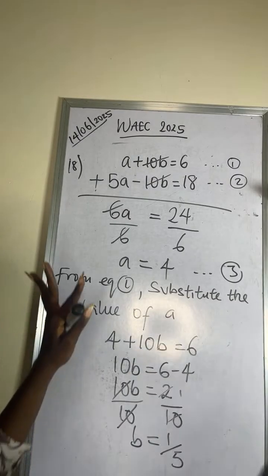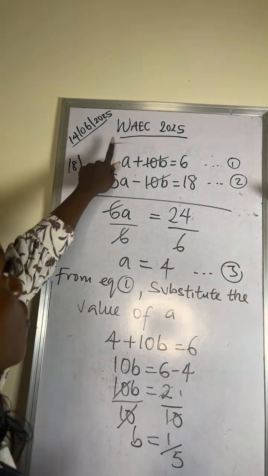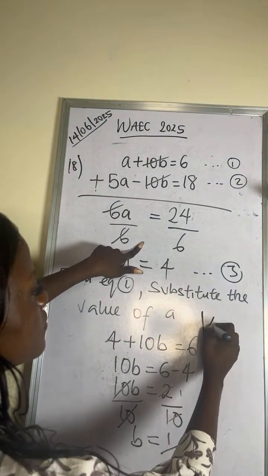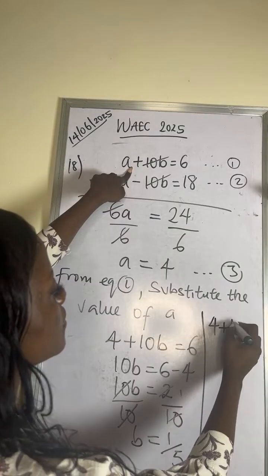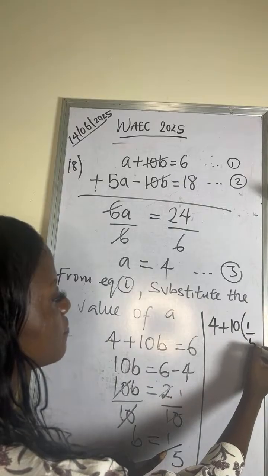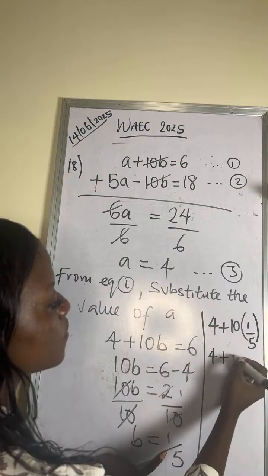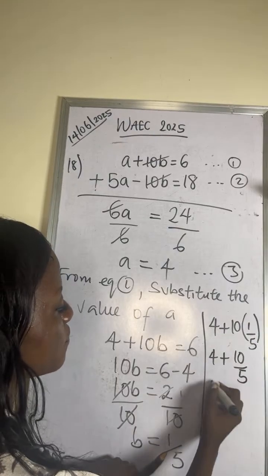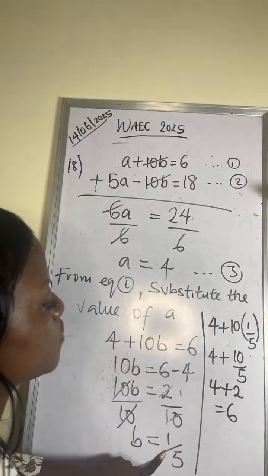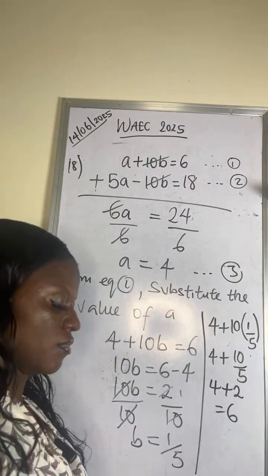So like I would always say, I like to go check if my answer is correct. I could pick any one of these equations, right? So using the first equation, a is 4 plus 10. b is 1 over 5, right? So 4 plus 10 times 1 over 5. 4 plus 10 divided by 5 is 4 plus 2, so this tells us that the values of a and b are correct.